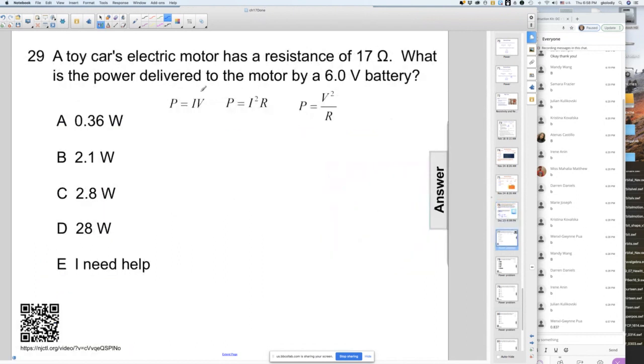So basically, a couple of problems where you have to choose one of the equations to answer the question. And again, which one you choose depends on what's given here. So for example, a toy car electric motor has a resistance of 17 ohms. What is the power delivered by a 6-volt battery to that toy car? So P equals, you're given ohms, and you're given voltage, so you're going to use obviously this equation over here. So let's see if you can use it.